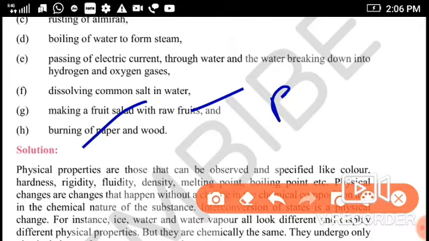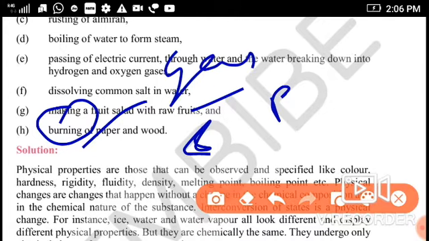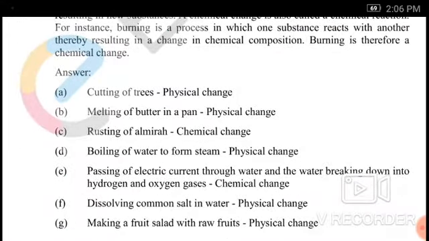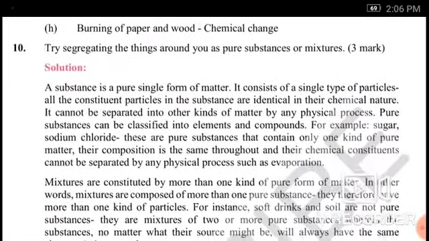Burning of paper or wood, burning is a chemical change because gases are released. When you burn paper and wood, gases are released. If gas is released in a reaction, then it is called a chemical change. Okay, this question is completed.